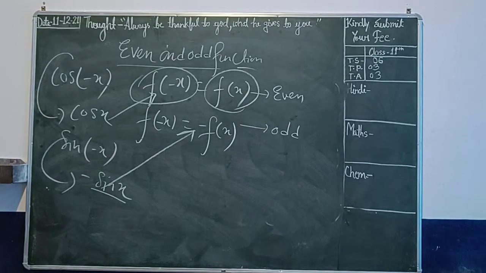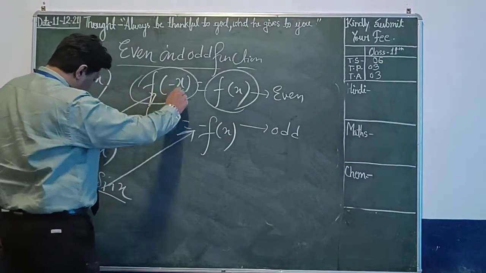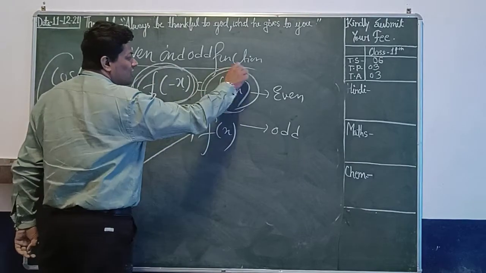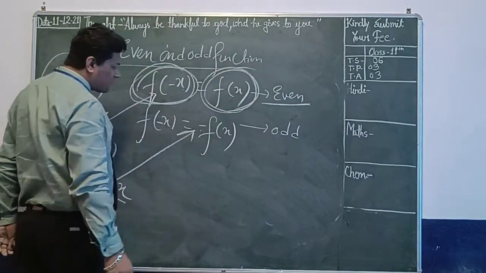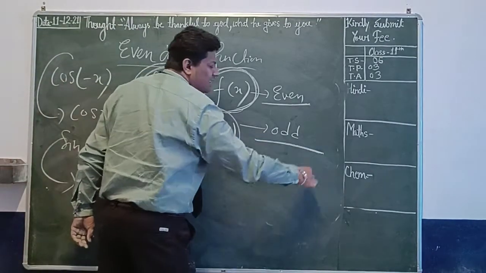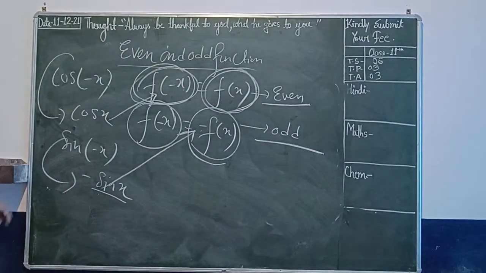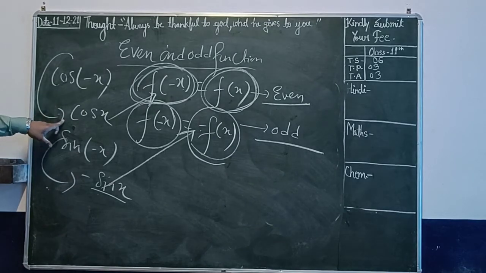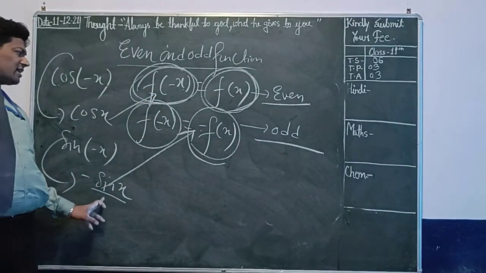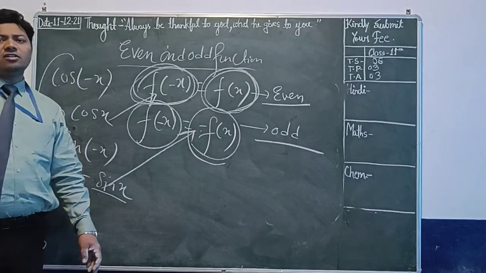Is it clear? Cos is an even function and sine is an odd function, because f of minus x equal to f of x makes it an even function, and f of minus x equal to minus f of x makes it an odd function. So here cos minus x equal to cos x, this one is an even function; sine minus x equal to minus sine x, this one is an odd function.